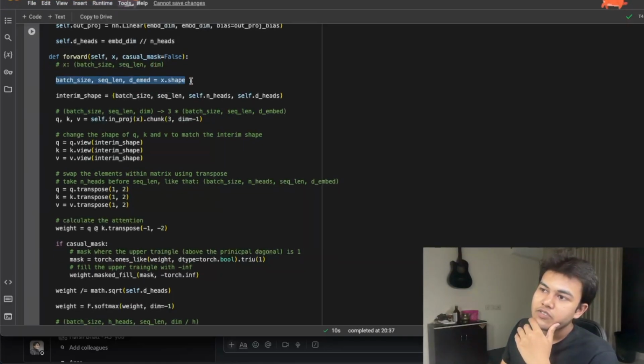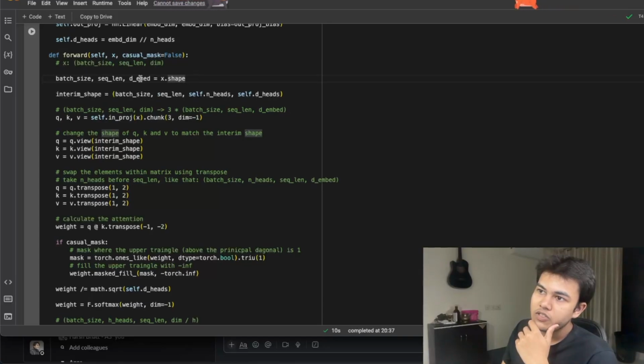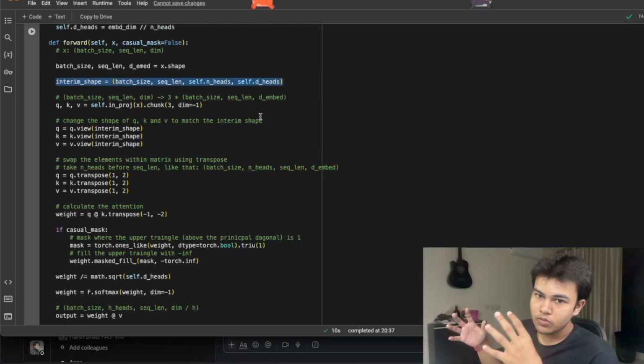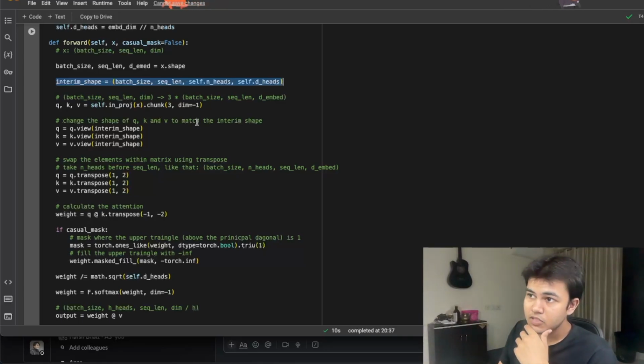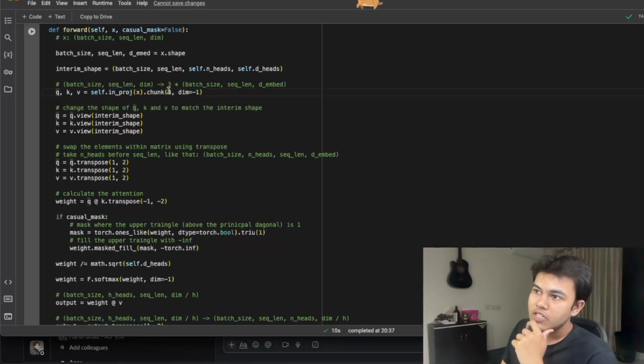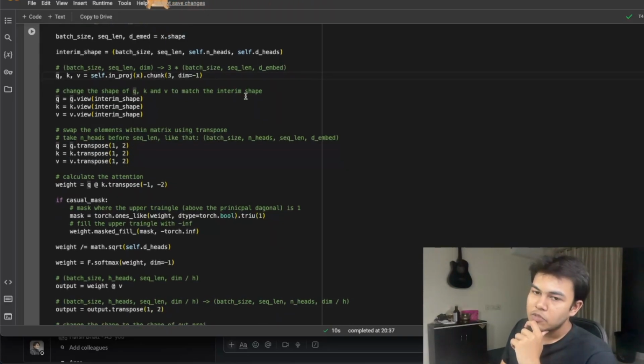So we are just extracting the shapes from this x, and then we are defining the interim shape, which is the required shape we need to calculate the attention score in parallel: the batch size, sequence length, and we are dividing into number of heads and the dimension of heads. And then here we are calling the in projection layer, and then we are chunking it out into 3 different tensors, which have a shape of batch size, sequence length, and d embedding, which is dimension embedding.